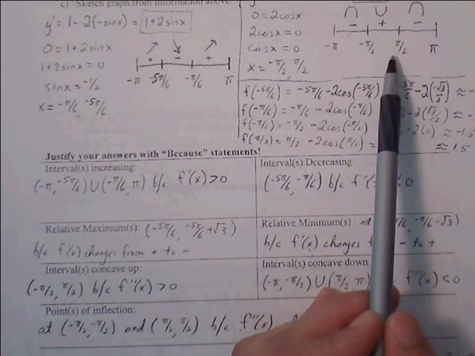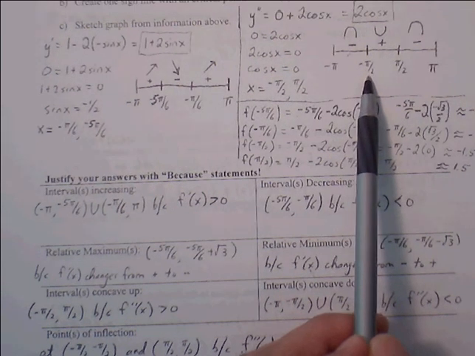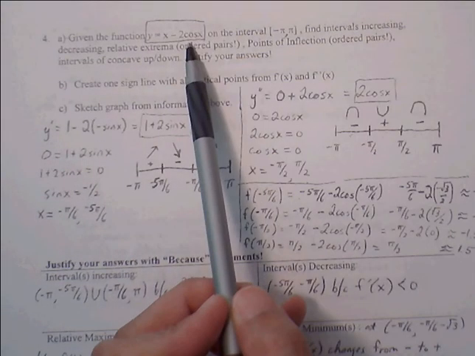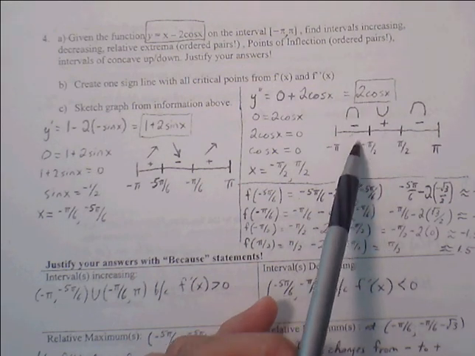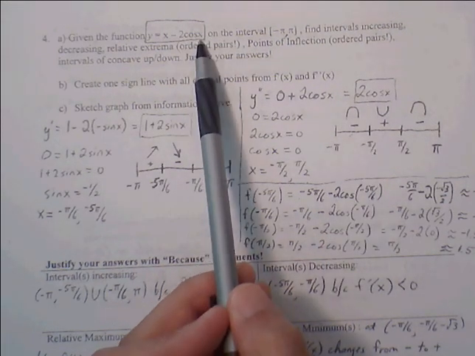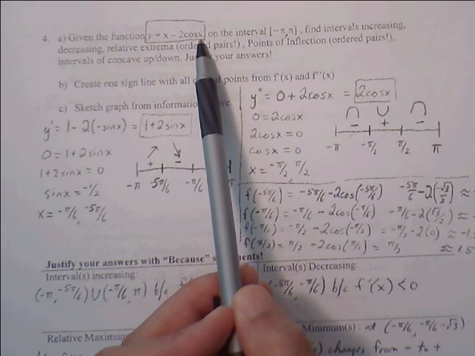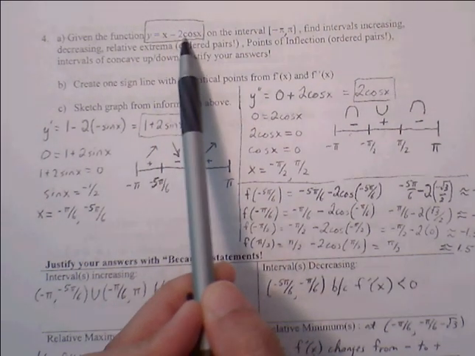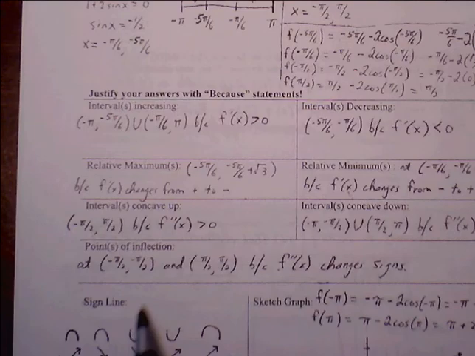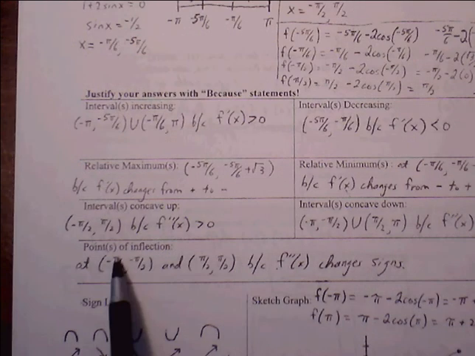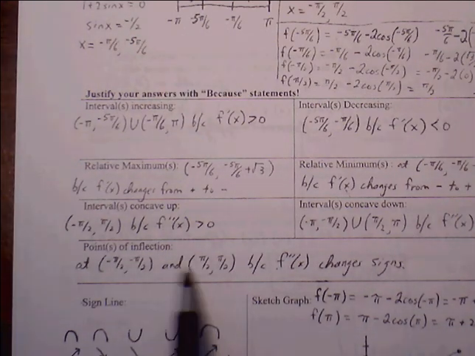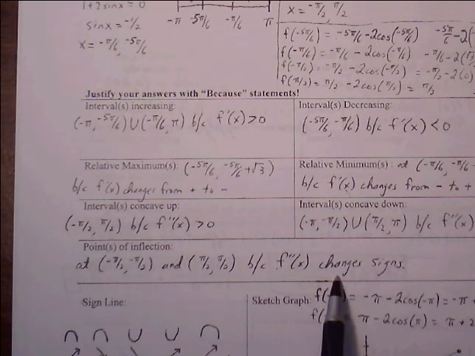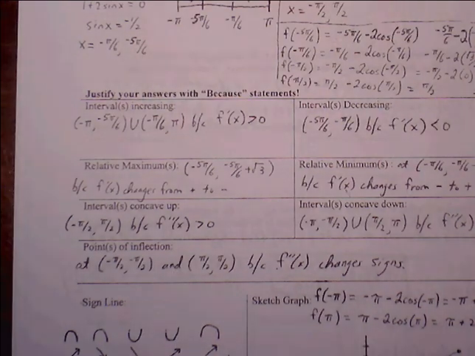If we want to find out the y values, we can plug negative pi over 2 into the original function. They have to get plugged into the original, not into the second derivative, if you want to find out the physical y value on the graph. So we plug in negative pi over 2 minus 2 cosine of negative pi over 2. The second term cancels out, so it'll just be negative pi over 2. If we plug in pi over 2, we'll get pi over 2 as a y value. So points of inflection, here are the ordered pairs. Justification: f double prime changes signs.